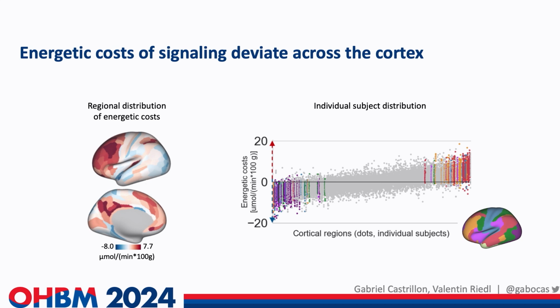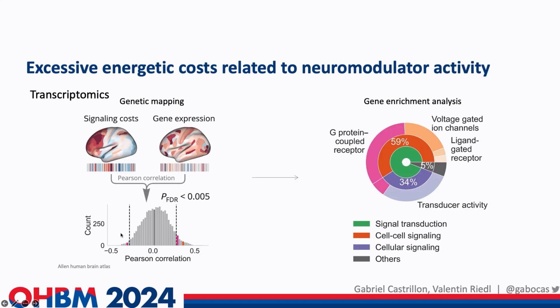So to do this, they correlated this energetic signaling map with gene expression maps derived from the Allen Human Brain Atlas. I think over 8,000 genes were investigated. 617 of these were significant. So following on this analysis, they did the gene enrichment analysis in which they tried to relate the function of these 617 genes.